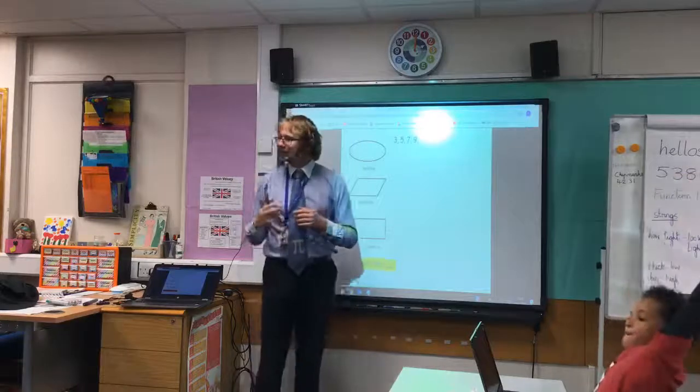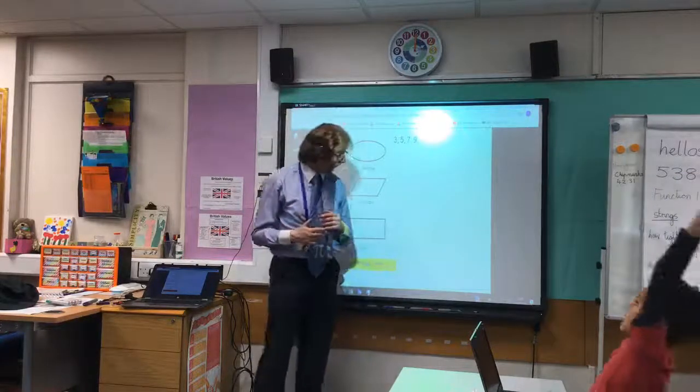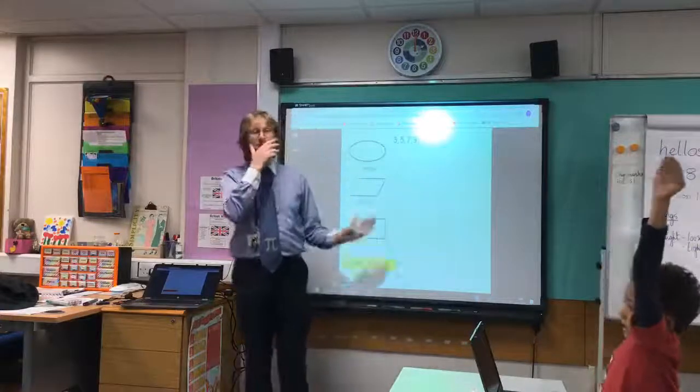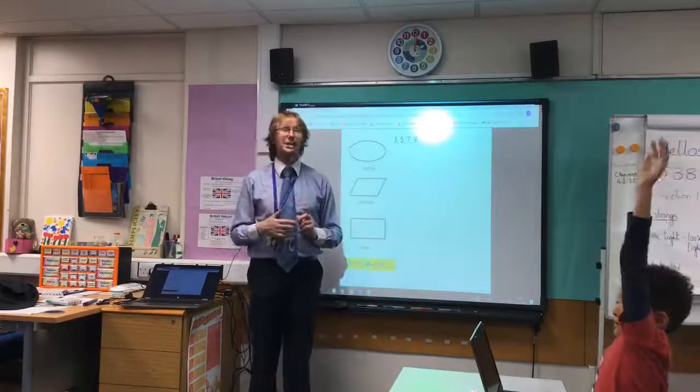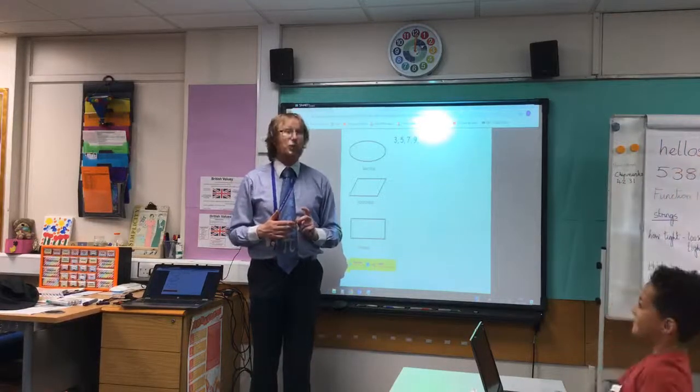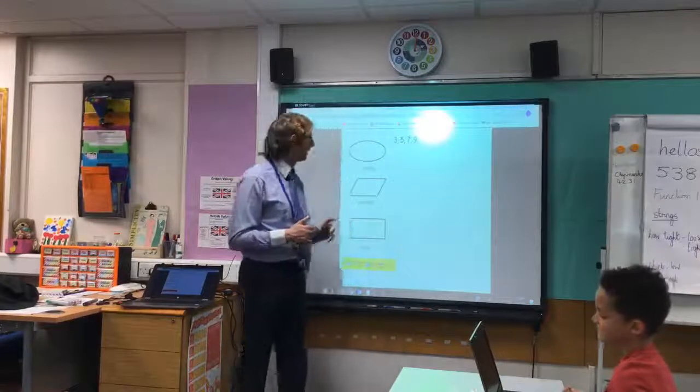Brody, what am I going up in each time by? 3. I'm not going up in 3s each time, because that would be 3, then 6, then 9. I've gone from 3 to 5. What am I counting up in each time? Kaya? 2. I'm going up in 2s.